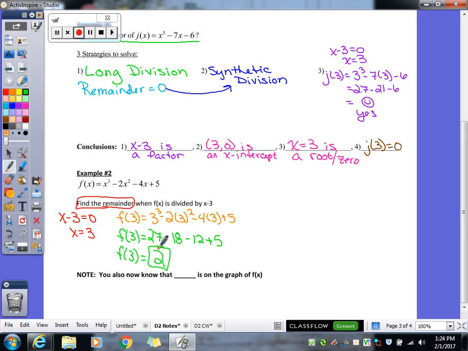Now again, if they're asking for just the remainder, all they want is the number. The only time you make it the fraction is when they're asking you for the quotient. Then you have to put the remainder over the divisor. But if they're asking purely for the remainder, all they want is that number right there. The other thing that happens, again, the point (3, 2) would be on your graph if you had to graph this polynomial. That's the other thing we can tell from that remainder.